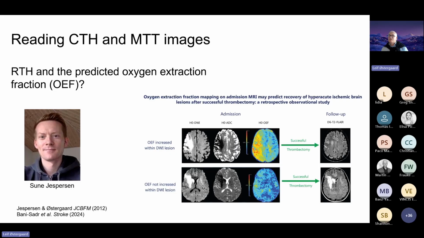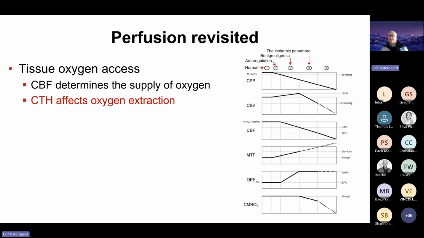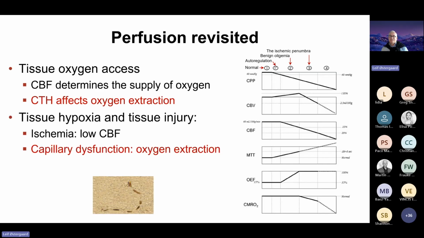What you do measure is whether capillaries are still open and permit the oxygen extraction that cells really need. But just to sort of summarize, tissue oxygen access is not determined by CBF alone. It determines the supply of oxygen, but CTH and whether capillaries are open affect whether oxygen can be extracted.